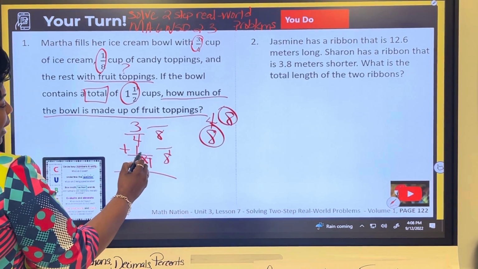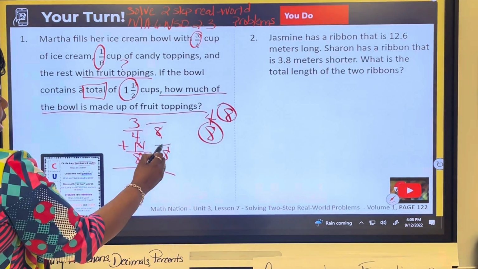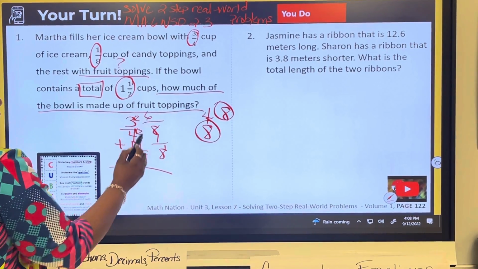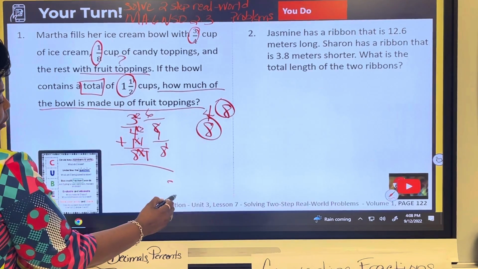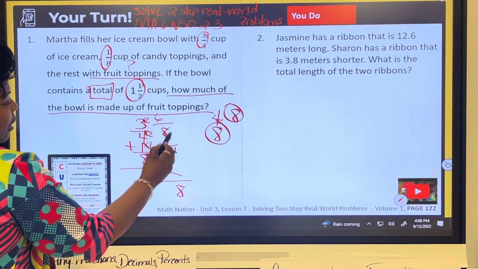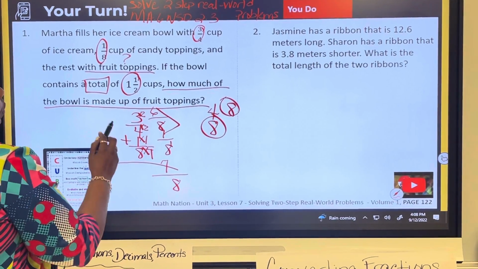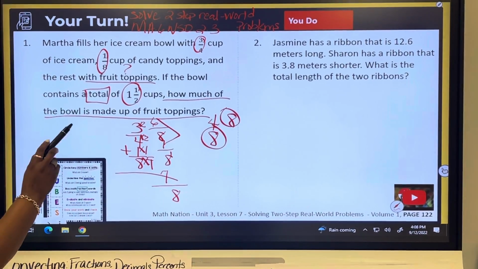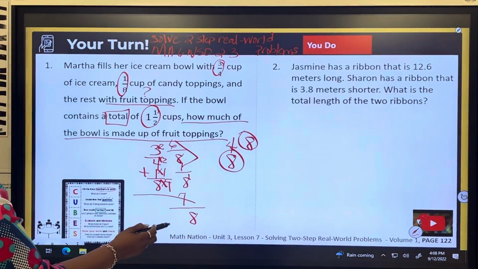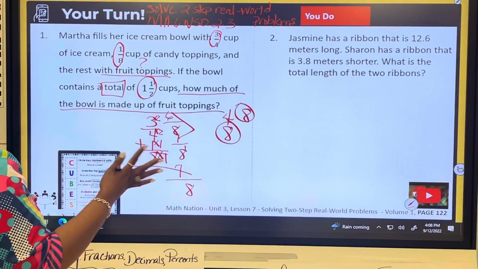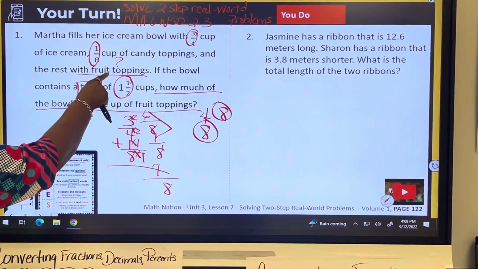Whatever I do to the bottom, I do to the top. 8 times 1 is 8, times 1, that's 1. And then 4 times 2 is 8, times 2, that's 6. Now I can add it because we have a common denominator. Our denominator is going to stay the same. 6 plus 1 is 7. So now I know that the ice cream and the candy is 7/8 of the total bowl. But I still don't know how much of it is the fruit.